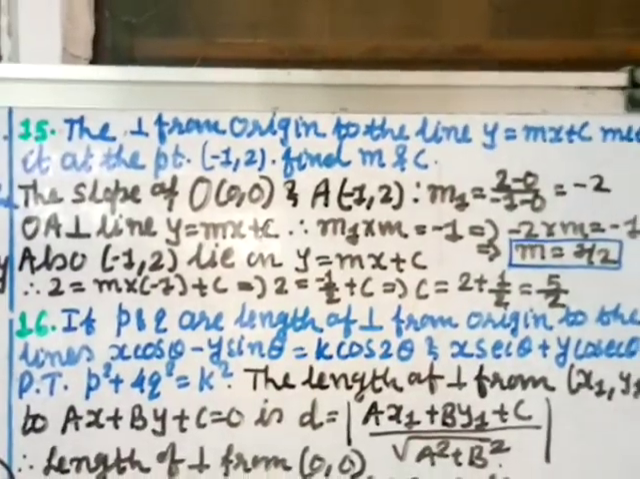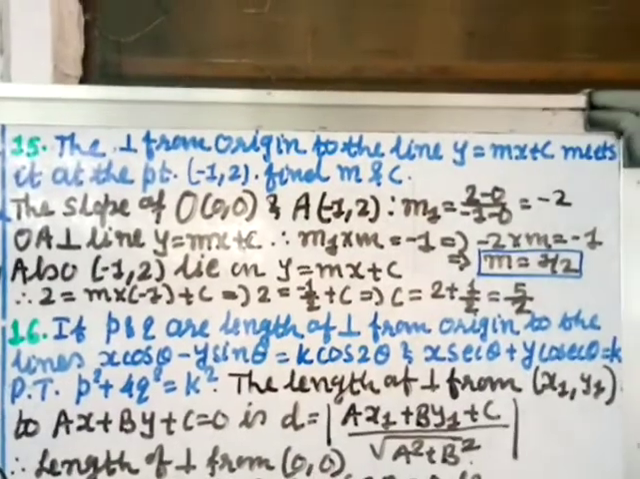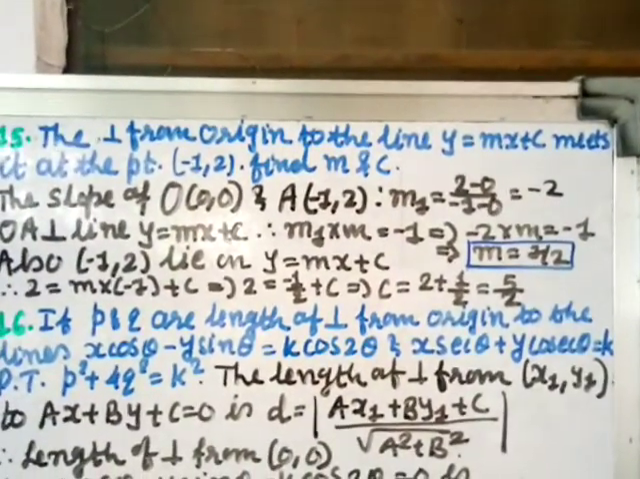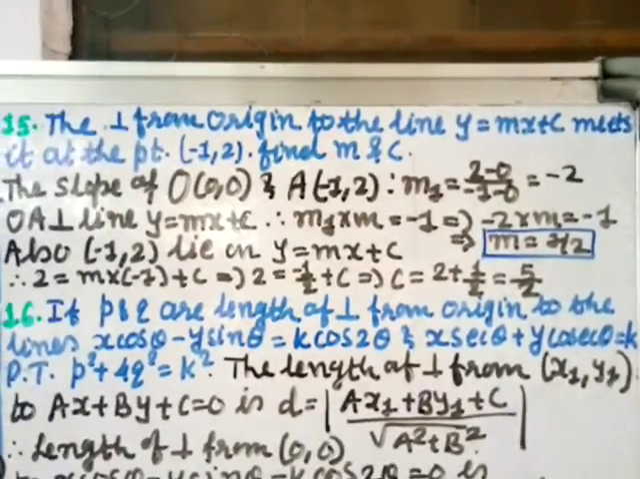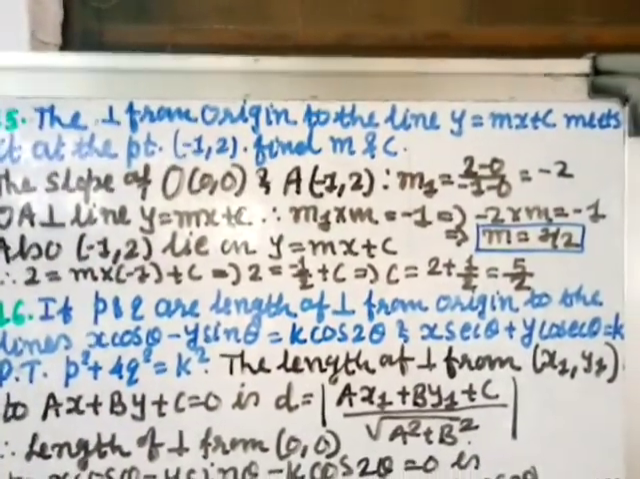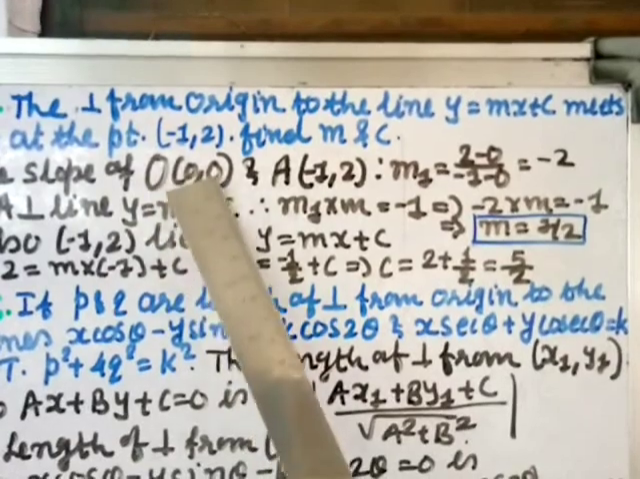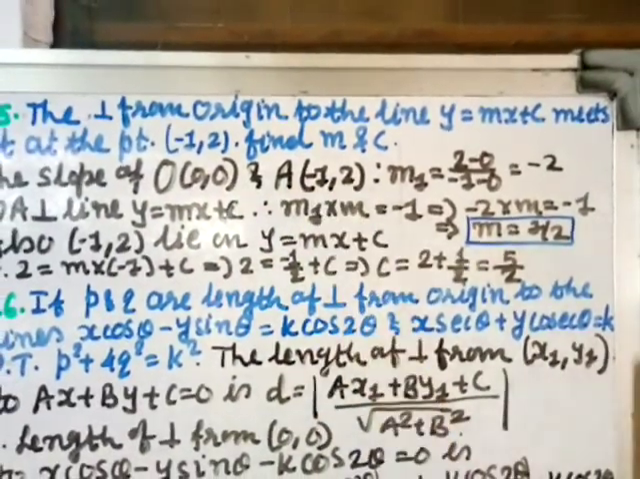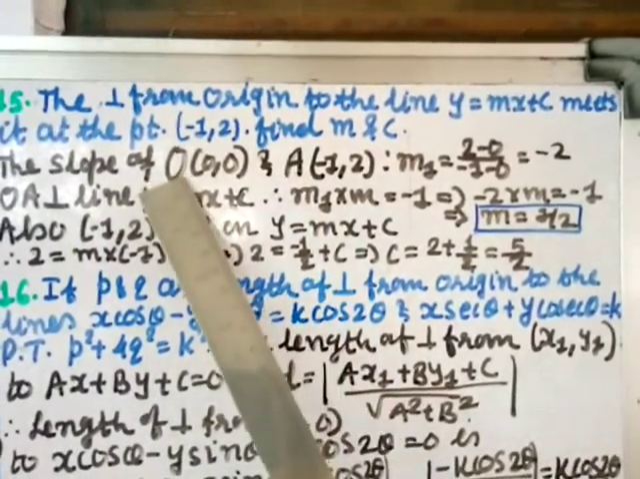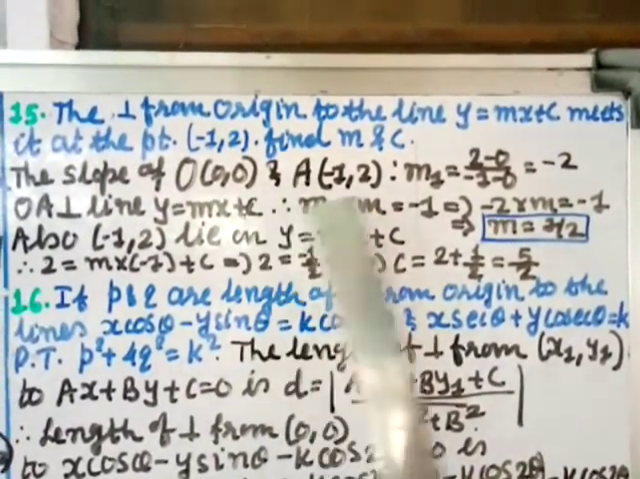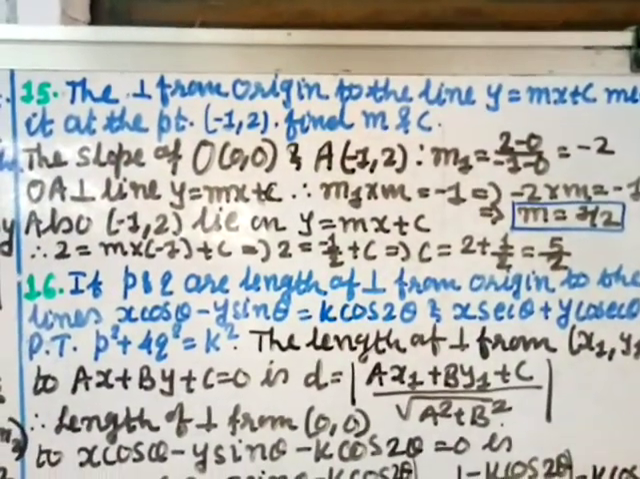Question number 15. The perpendicular from the origin to the line y is equal to mx plus c meets it at the point (minus 1, 2). Find m and c. The slope of the line joining the origin (0, 0) and the point (minus 1, 2). This point is given, which I call A, and the origin is (0, 0). The slope of this will be y2 minus y1 divided by x2 minus x1.